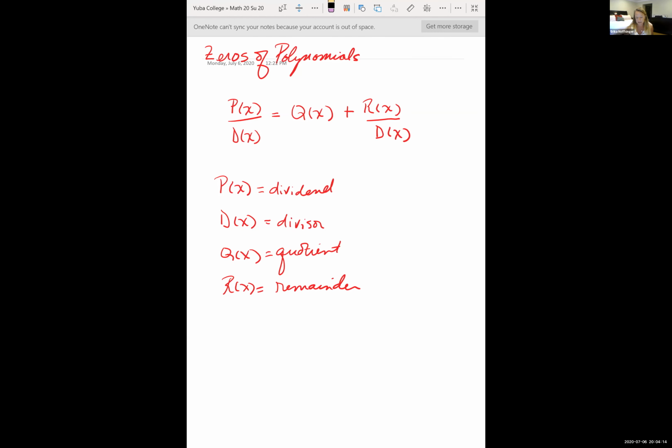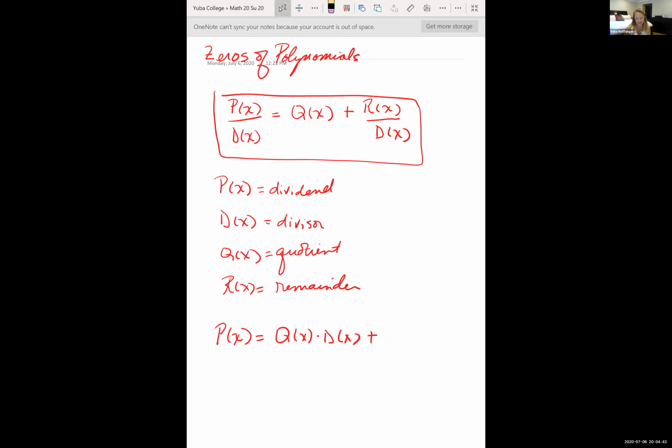So I can take this right here, and if I cleared my fraction, if I multiplied both sides of my equation by D of X, my left-hand side would cancel D of X, and I would just get P of X, what I was dividing into, equal to my quotient times my divisor, D of X, plus, well, when I multiply R of X over D of X by D of X, the denominator cancels and just leaves me with the remainder R of X.